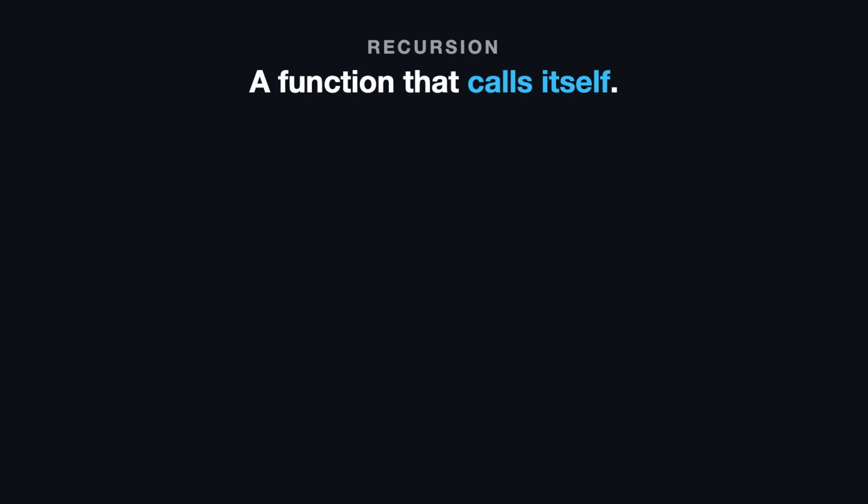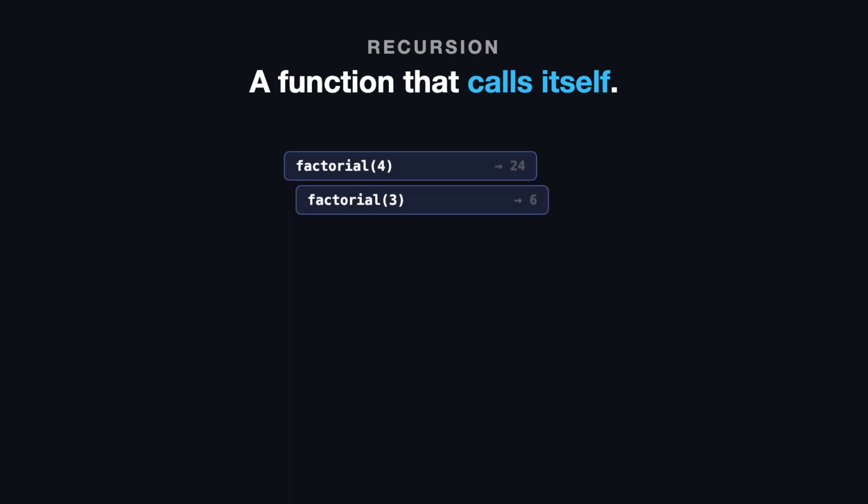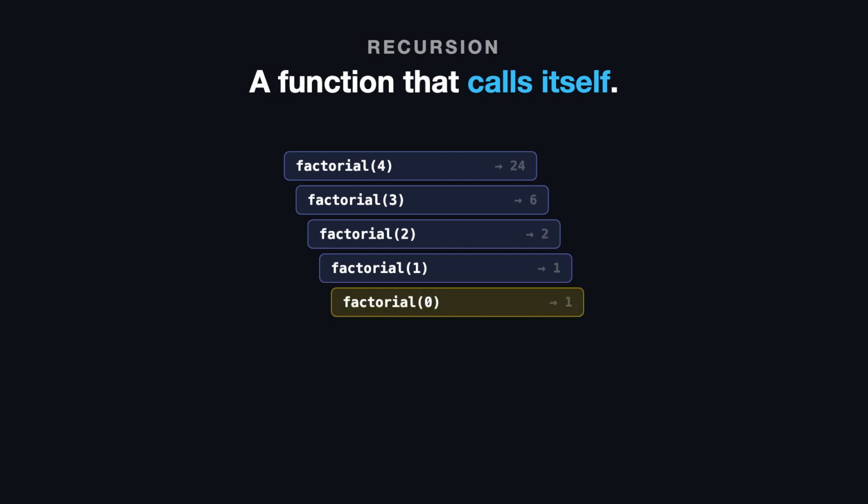Last time, in the sorting video, we caught something strange. Merge sort and quicksort both solved a big problem by calling themselves on smaller pieces. That trick has a name. Recursion, a function that calls itself. It looks like magic. Watch.